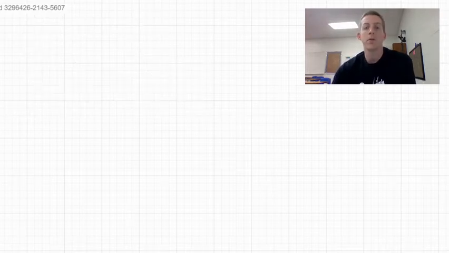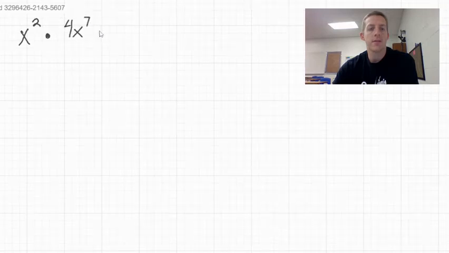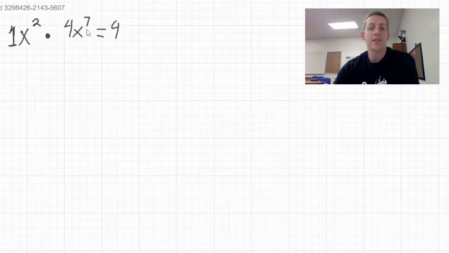So remember, when we multiply or divide and there are exponents involved, let's say we have x raised to the second power times 4x to the 7th. What do you think that answer is going to be? Well, there is a coefficient of 1 in front of the x that is not really seen, but it is there. So 4 times 1 is 4. And now we have x squared times x to the 7th. Since they are the same base, since they're both x, we simply add the 2 and the 7 to get 9.